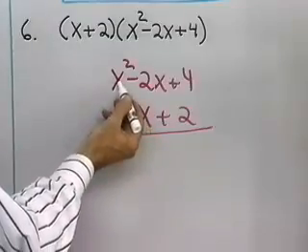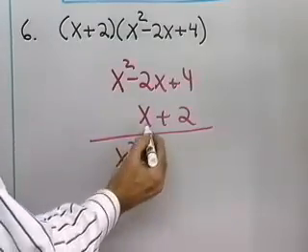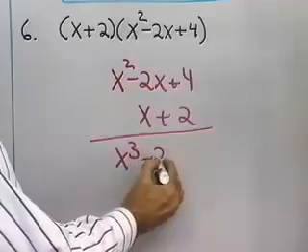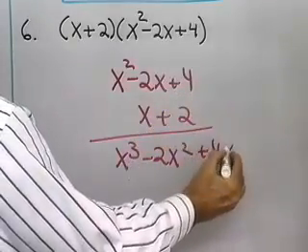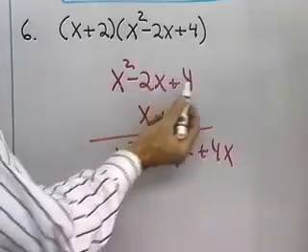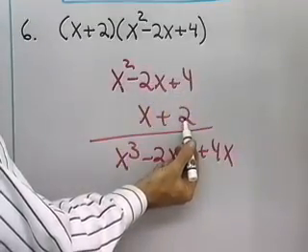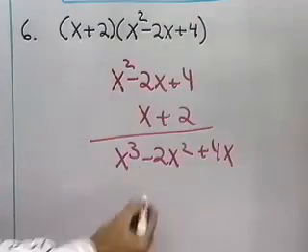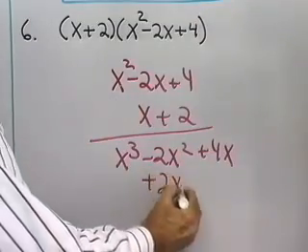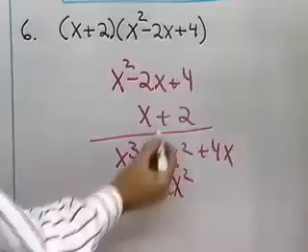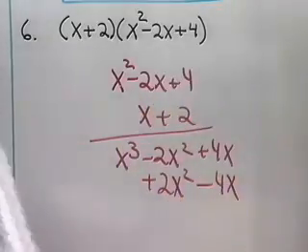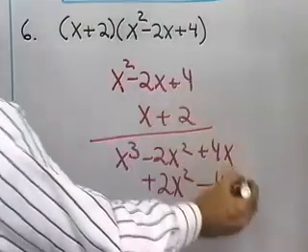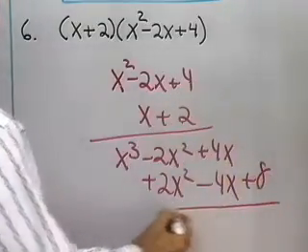So I'll start with x times x squared is x cubed. x times minus 2x is minus 2x squared. x times 4 is 4x. That takes care of x times each of those three. Now I'll move on to the 2. 2 times x squared is 2x squared, and I'm going to write that underneath the term it's similar to. 2 times negative 2x is negative 4x. I write it underneath the term it's similar to, and 2 times 4 is 8. I write it off by itself.